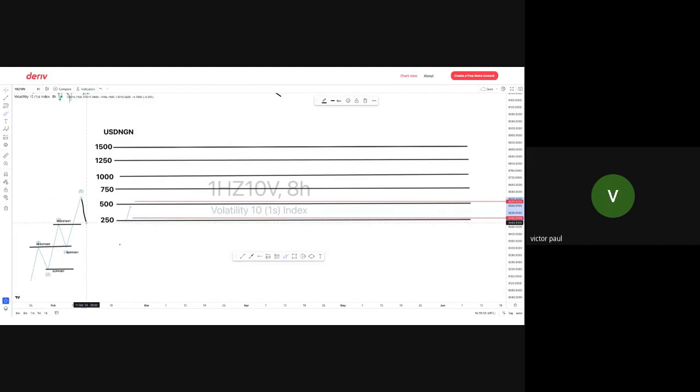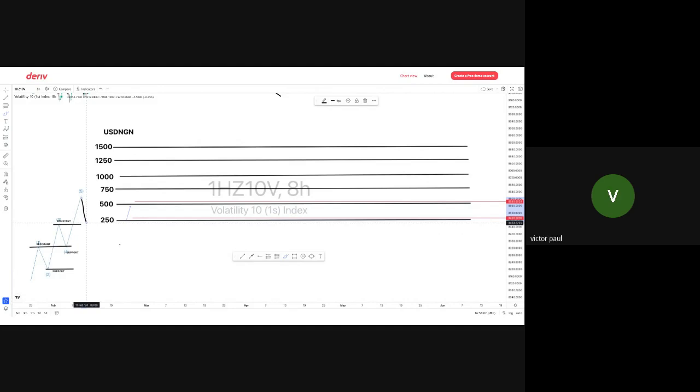Stop loss. I'll be setting a buy limit. I've not yet talked about stop loss, sir.